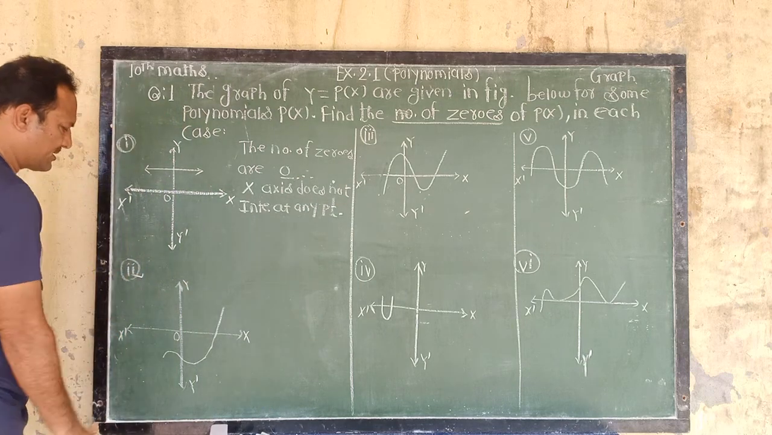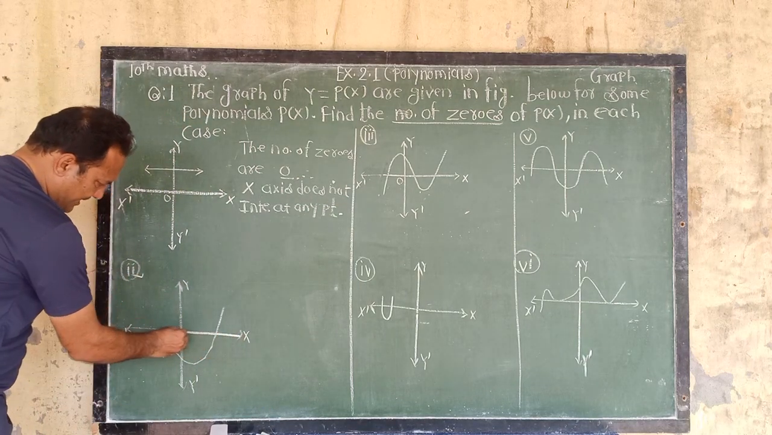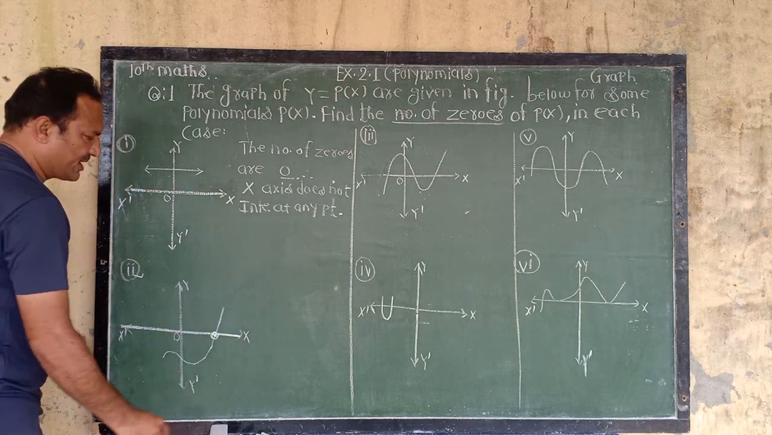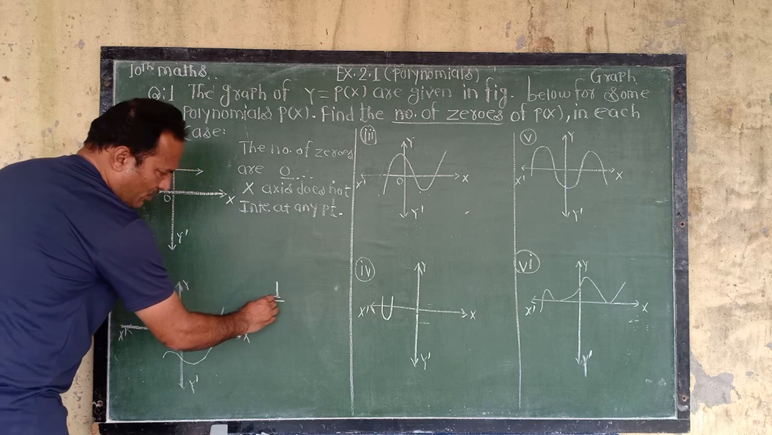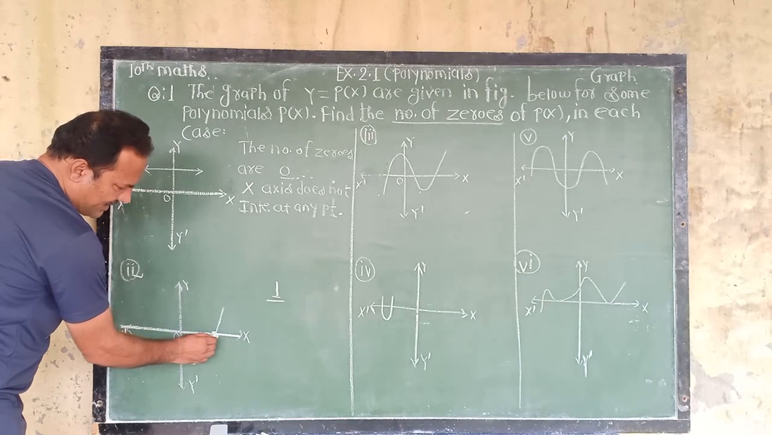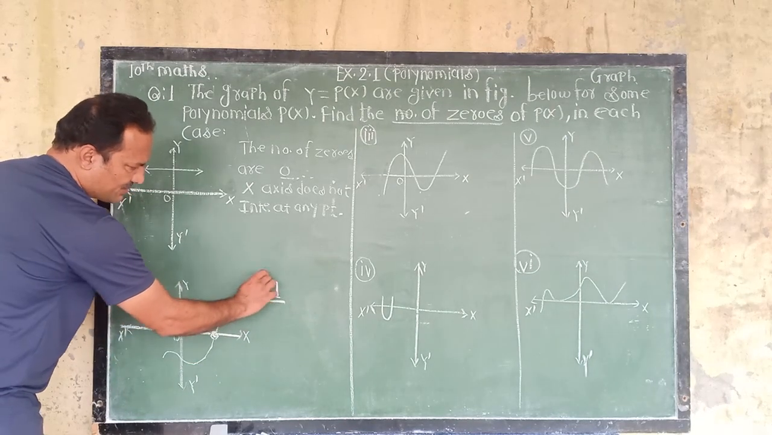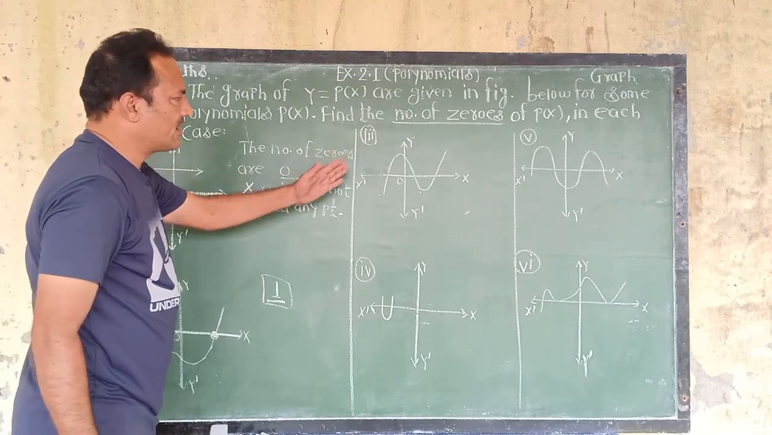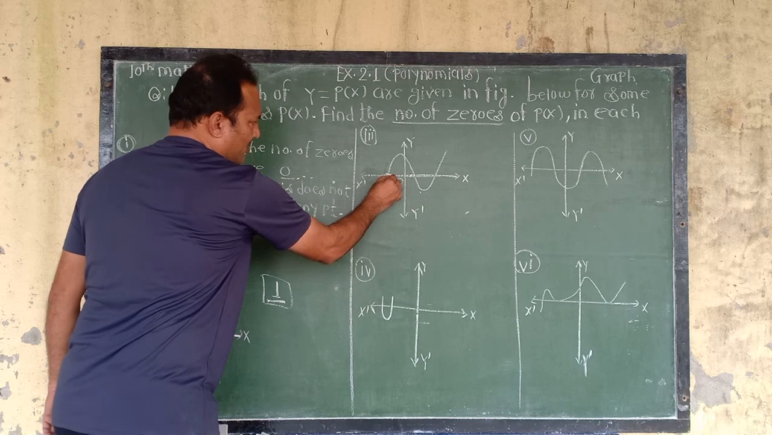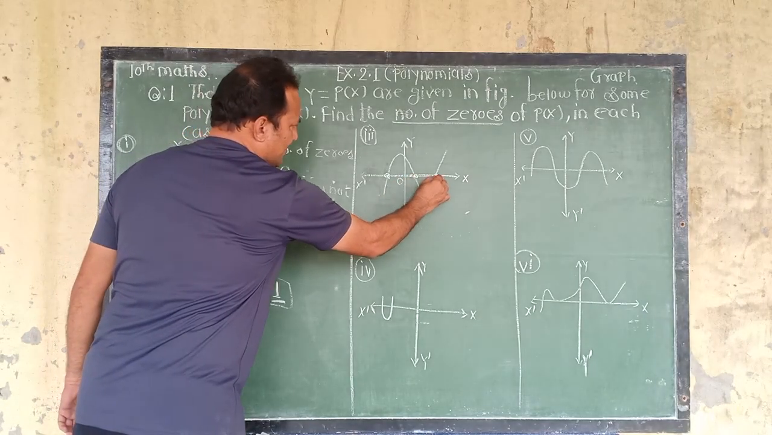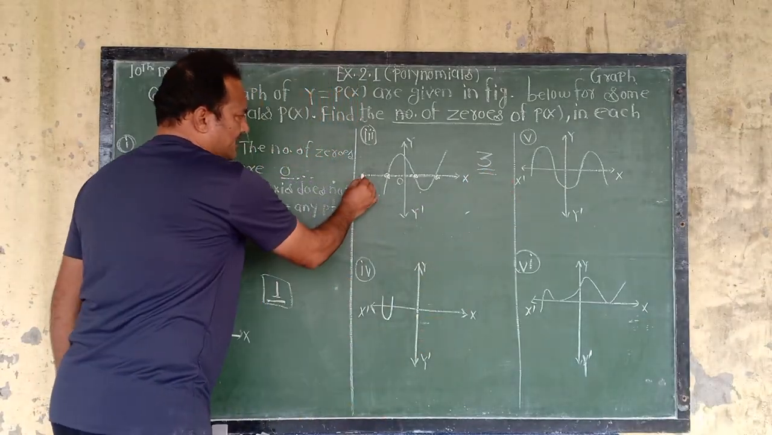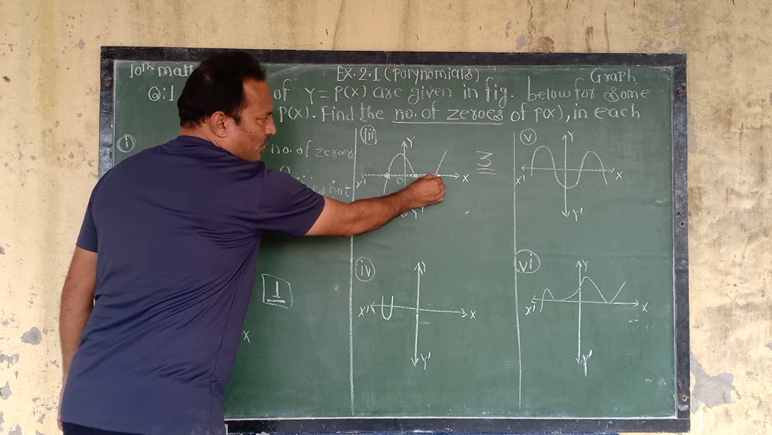Now in case two, we have to see only the x-axis. The x-axis is intersecting at one point. Then the number of zeros is 1, as the x-axis is intersecting at one point. In the third case, see the x-axis intersecting at 1, 2 and 3 points. Therefore, the number of zeros is 3, as the x-axis is intersecting at 3 points.